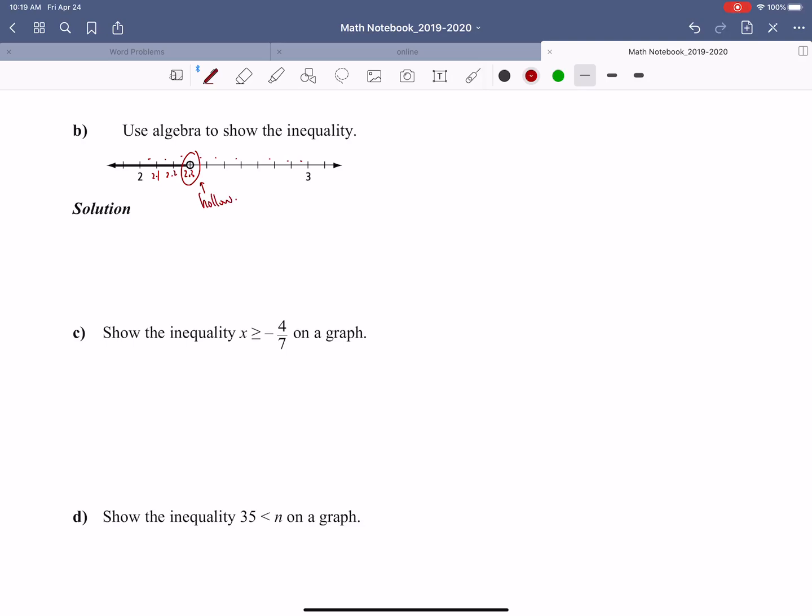If it's hollow, then it does not include the boundary point, okay? So basically x is smaller than 2.3, not equal to, because it's hollow. Okay, show the inequality on the graph.